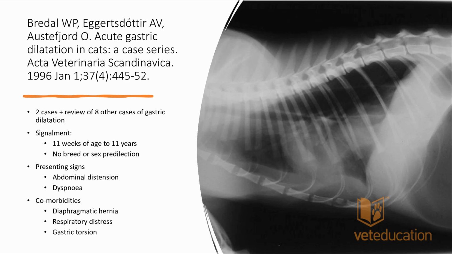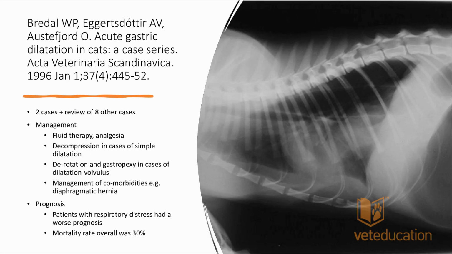Presenting signs, abdominal distension and dyspnea were the 2 big clinical signs. There were some comorbidities. Some of the cats had diaphragmatic hernia. Some of the cats had respiratory distress, and some of them had gastric torsion as well as gastric dilatation. And I see Claire's diagnosed the GDV in a cat, so have I. It was the smallest little GDV I think I've ever done. So let's have a look.